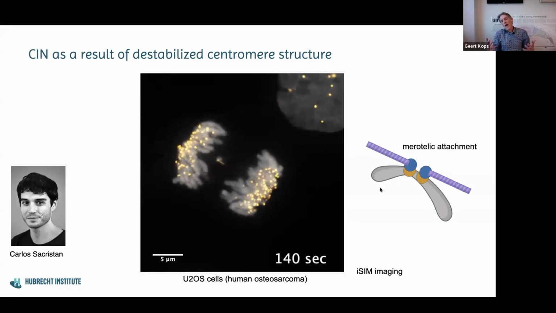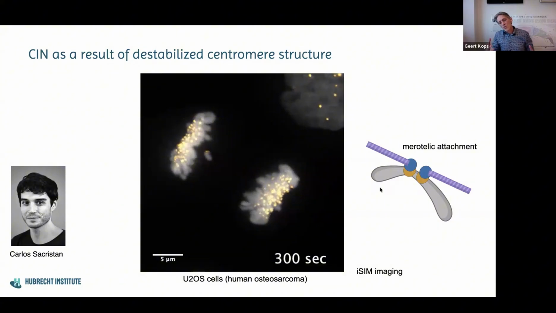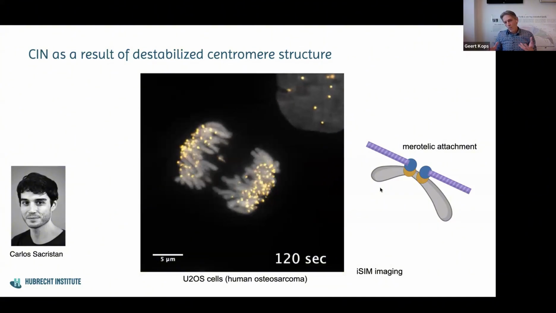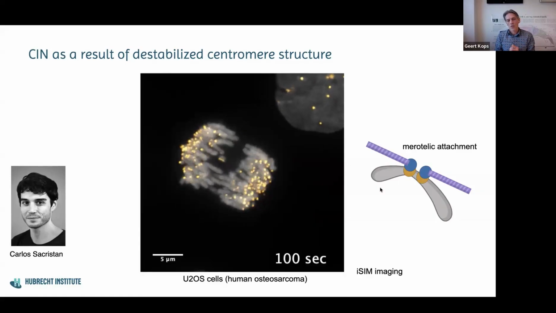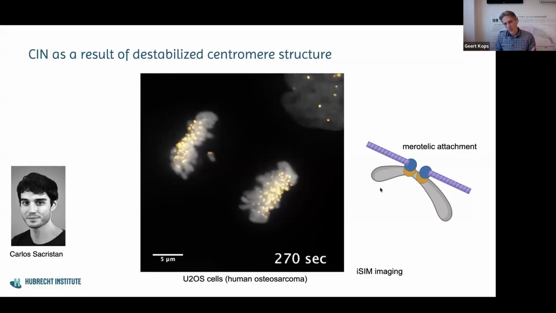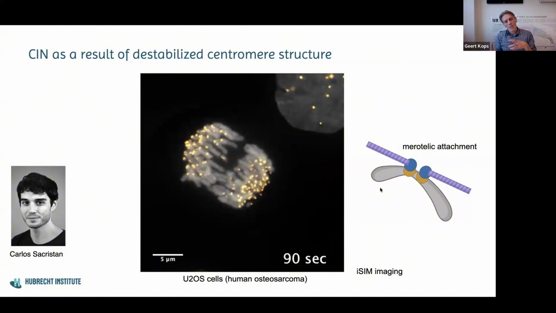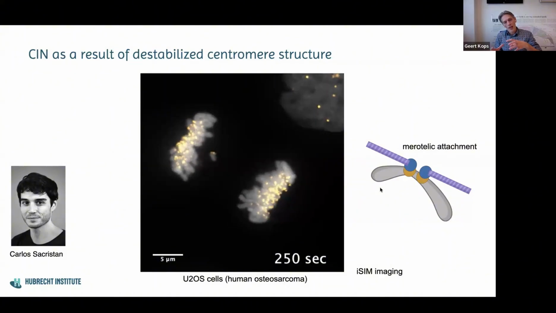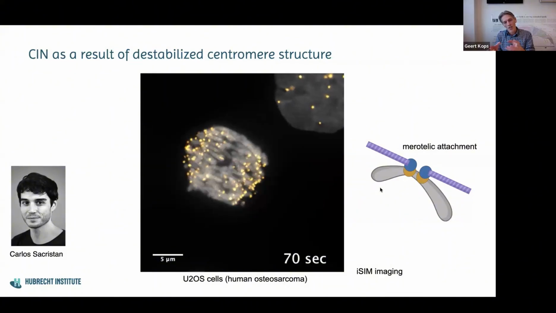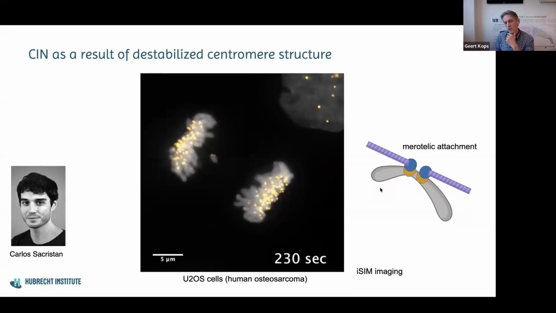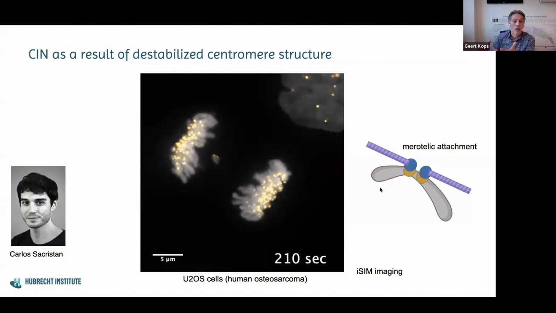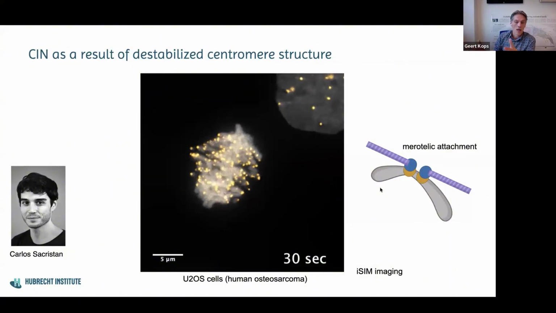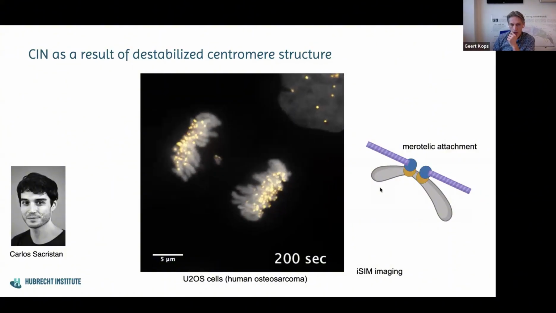So one hypothesis that we have is that potentially the centromere structure, either by issues with condensin or other features that determine centromere structures, or the cohesins, is somehow defective in cancer cells, allowing some destabilization of the centromere structure that could cause merotelic attachments to be stabilized and therefore cause lagging chromosomes.